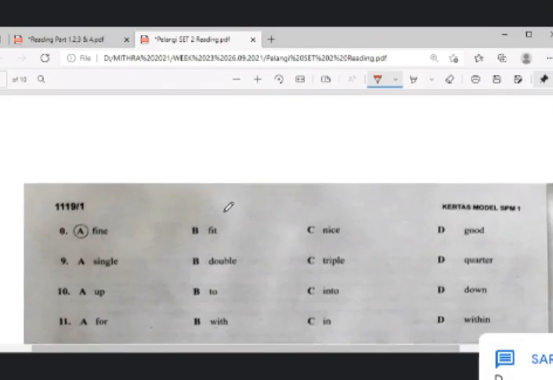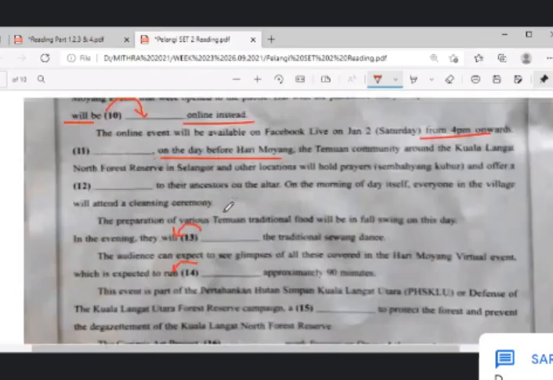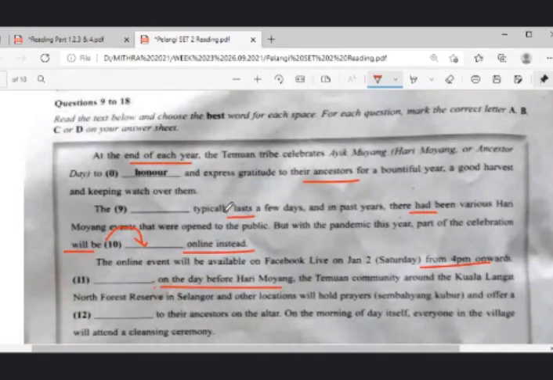Is this the answer for this section? No, I don't think so. This is not the answer, right? Okay, class, there is a mistake. This is not the answer.